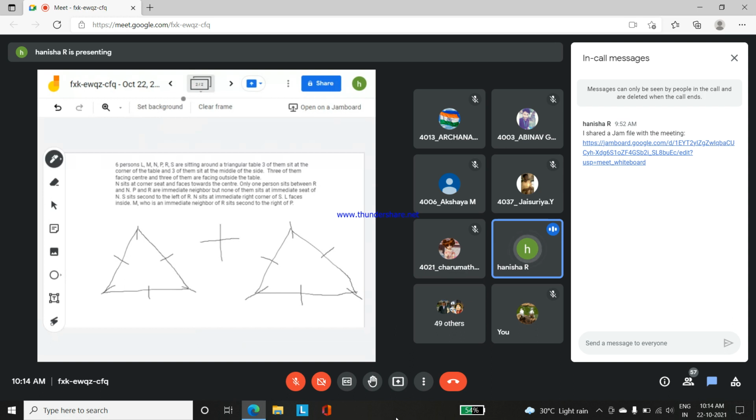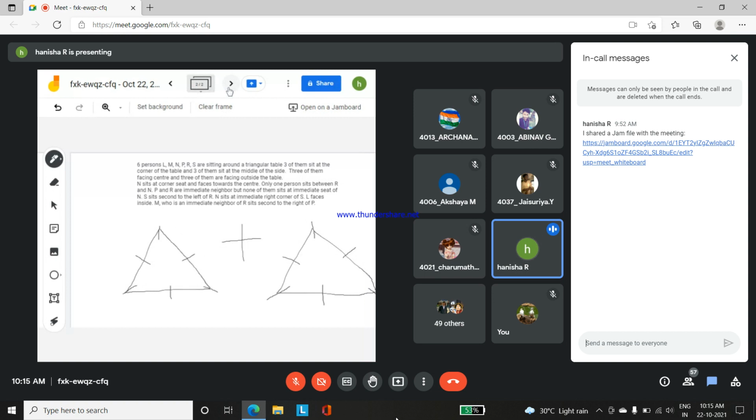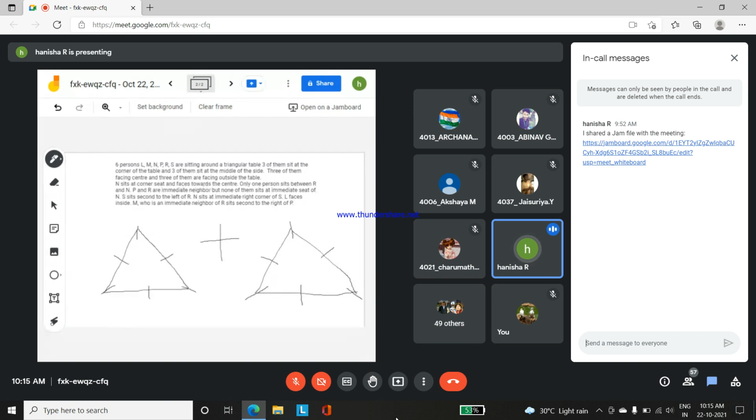In the previous question, they said the person who is sitting at the middle of the table is facing outside the table. So they mentioned very clearly that the person sitting at the middle of the sides of the table is facing outside. That is why we were able to mark the direction directly over the framework. In this question, they just said 3 of them are facing center and 3 of them are facing outside, but they did not mention who the 3 are, the person sitting at the corner or the person sitting at the middle. Without knowing that, how can you mark the direction? Direction cannot be marked without knowing that.